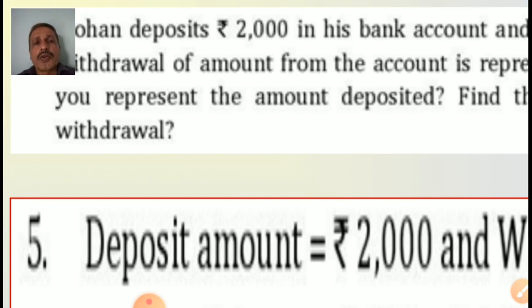Students, here you have two new words. One is deposit and the second is withdrawal. You may know about the bank and you have visited a bank sometimes also. What are bank people doing? Yes, what are they doing? Say it loudly.